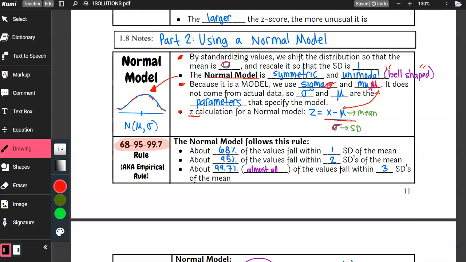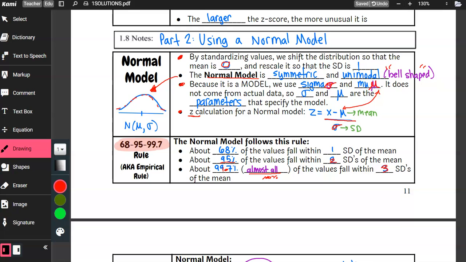Okay, and then for the 68, 95, 99.7 rule, it follows the following. It tells us that 68% of the values fall within one standard deviation from the mean. 95% of the values fall within two standard deviations from the mean, and about 99.7%, almost 100%, of the values fall within three standard deviations from the mean.